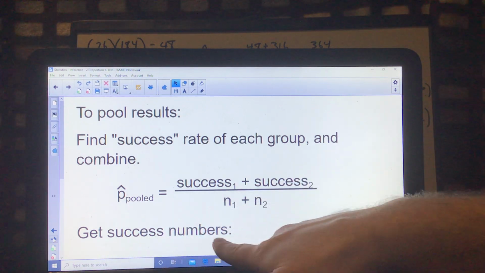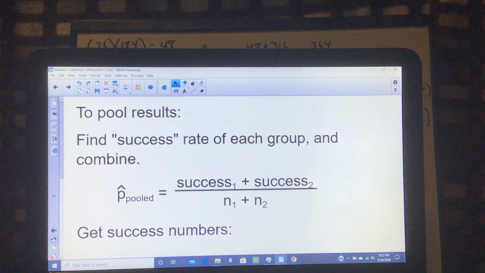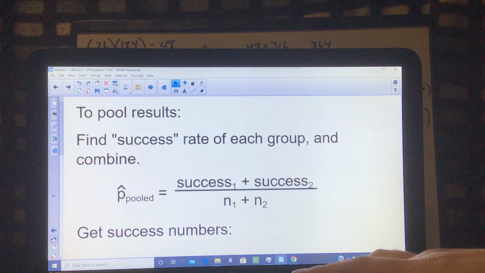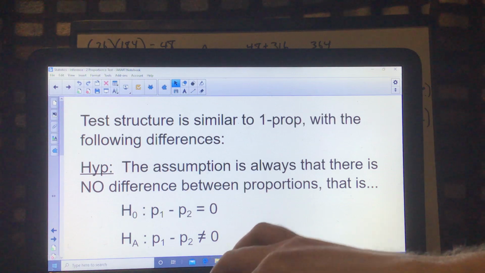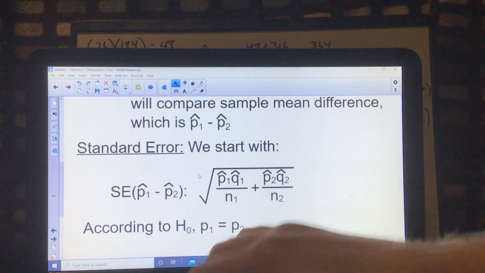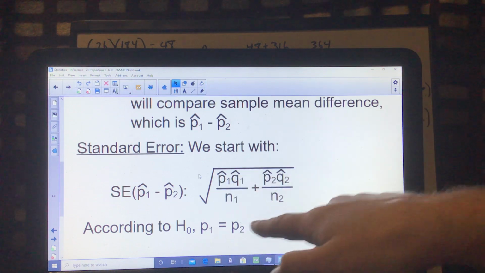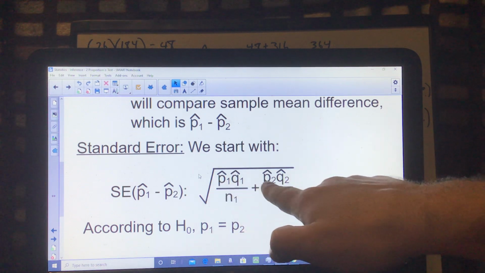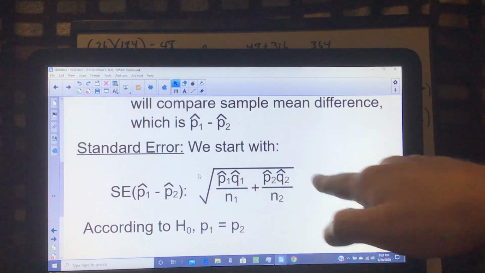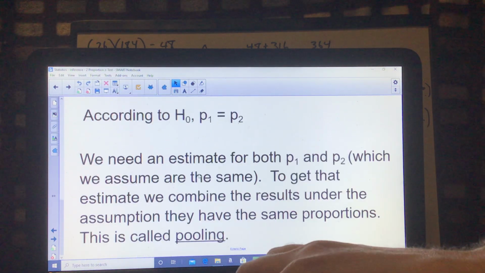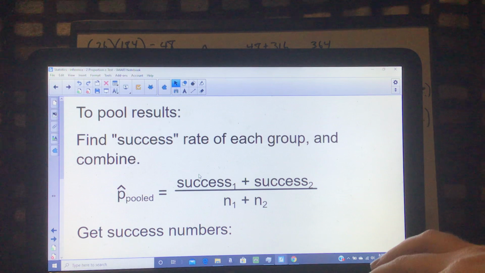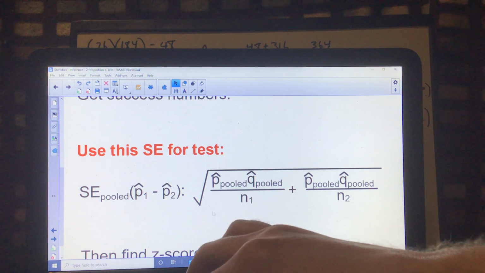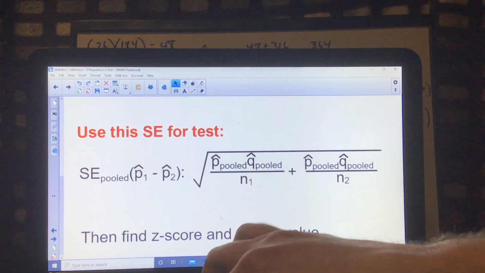So I just talked about how to get the success numbers. Sometimes they give them to you. If they don't, use the percentage to get them. Now, once I get this p hat pooled number, in the standard error formula that I showed, since I assume these were the same, I'm actually going to plug in the pooled number for all of these. I'm going to plug in the p hat pooled for both and the q hat pooled for both. There it is. So this is the standard error that you use.